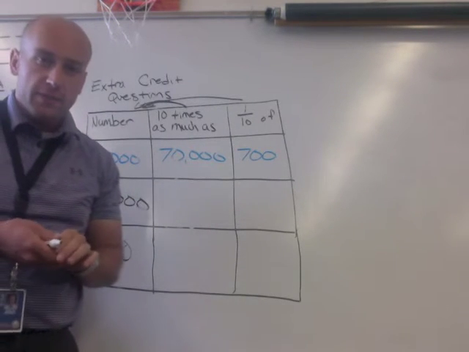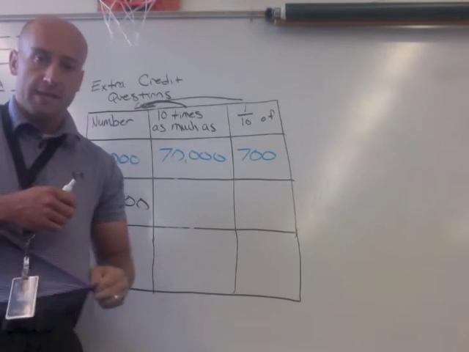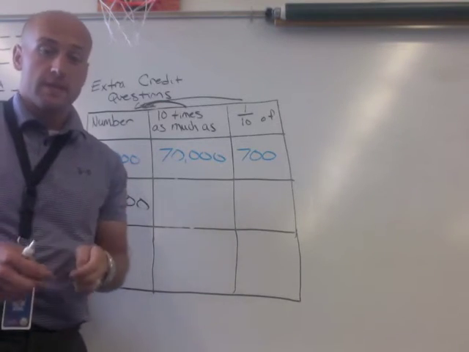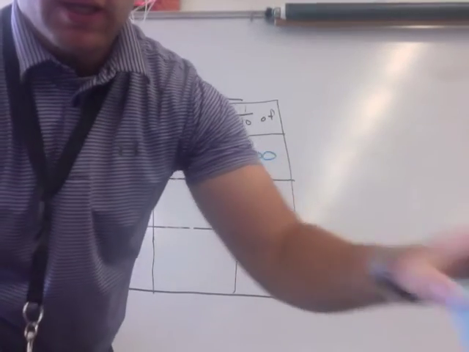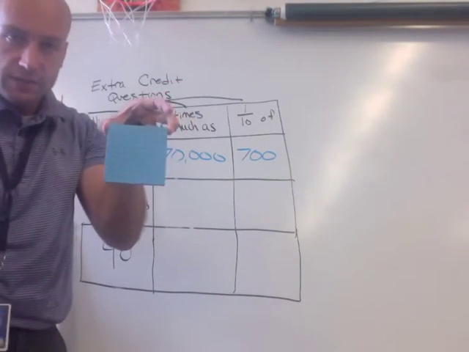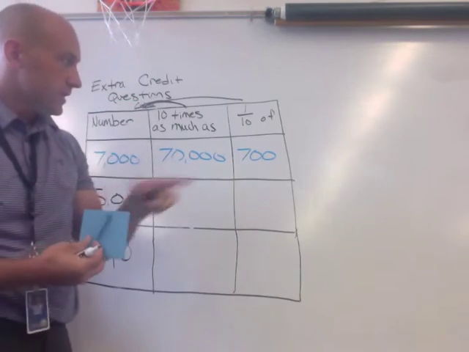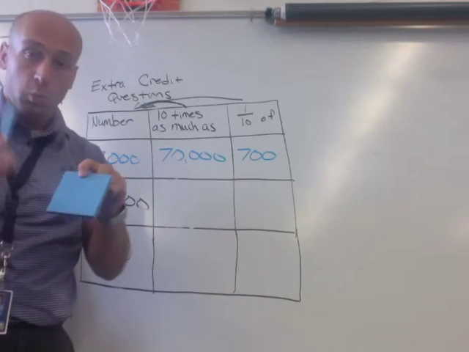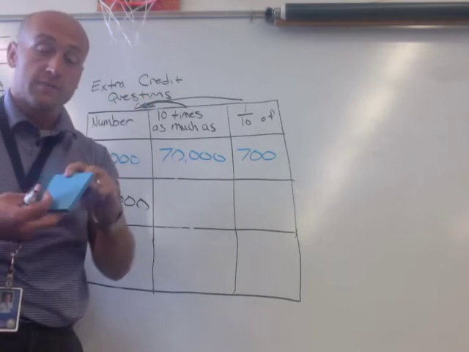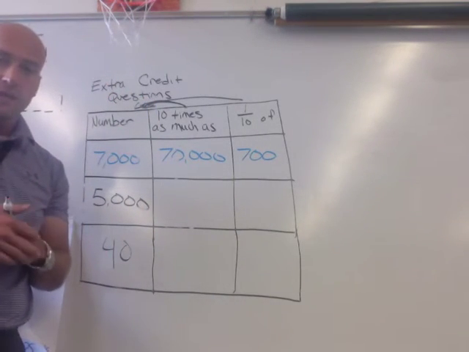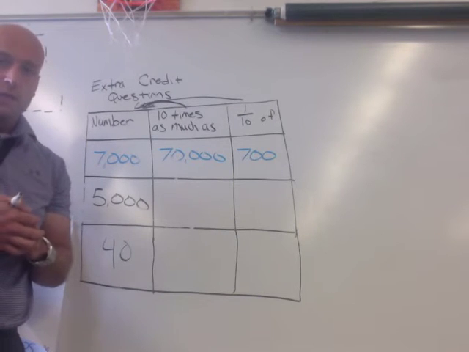This one, it says, what is 1/10 of 7,000? So 1/10 is like dividing a number by 10. If you take 1/10 of something, that's only one piece out of 10. So here is 10 pieces, and this is one piece out of the 10. So it's 1/10. So this number is going to be smaller because it's only 1 out of 10.